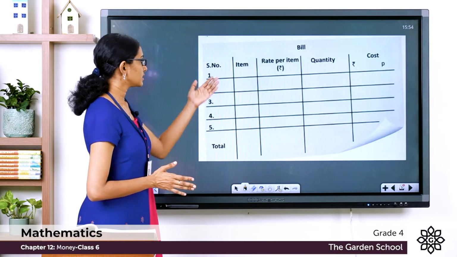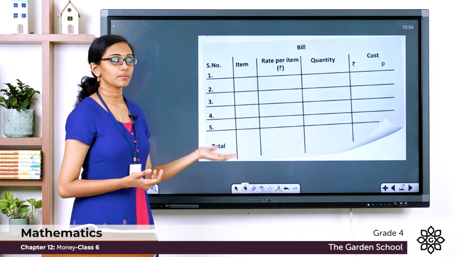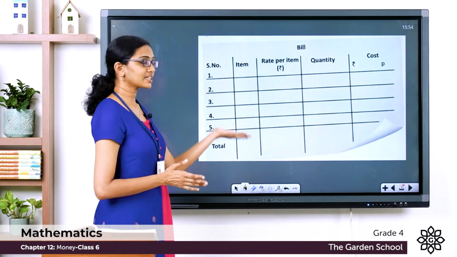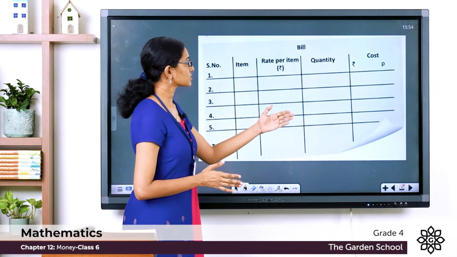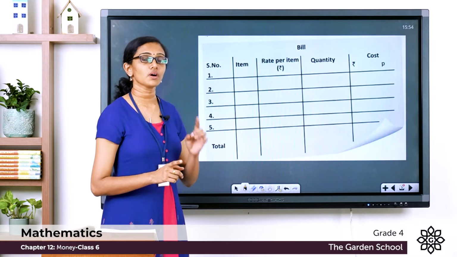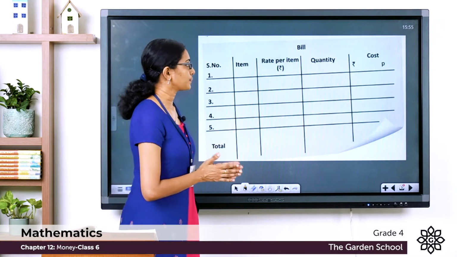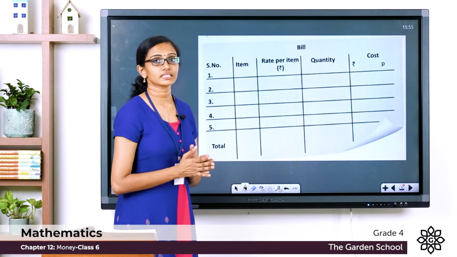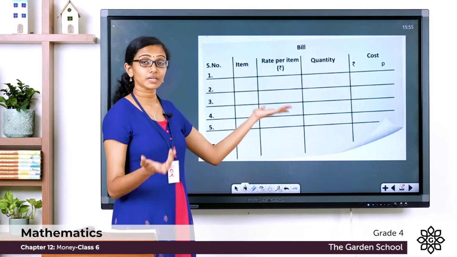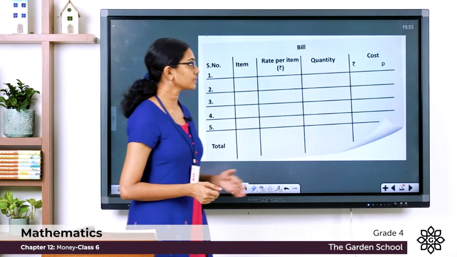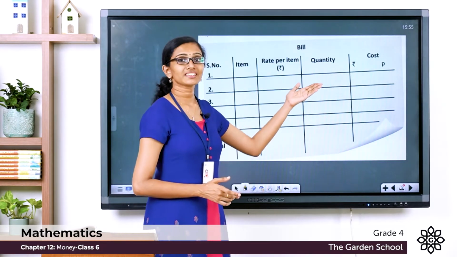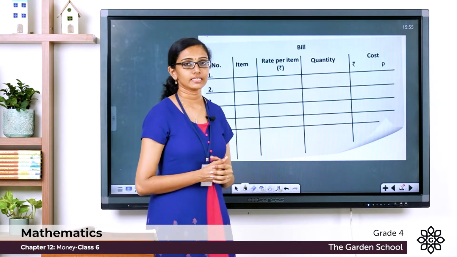Here you can see the first column, it is the serial number. In the second column you will have the item, or the name of the thing that you are purchasing, and in the next column you will see the rate per item, which means the cost of 1 unit of that item. And in the column called quantity, you will write the number of units of that particular item that you are purchasing. And in the cost column, you will see the cost of that many units of that particular item.